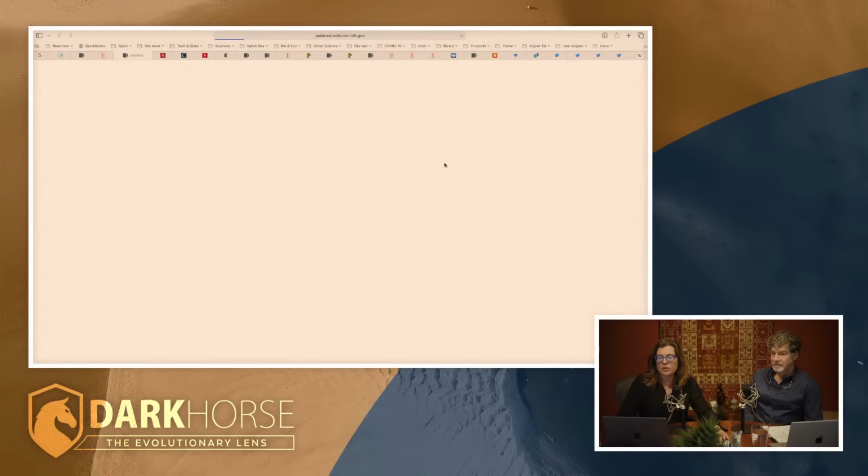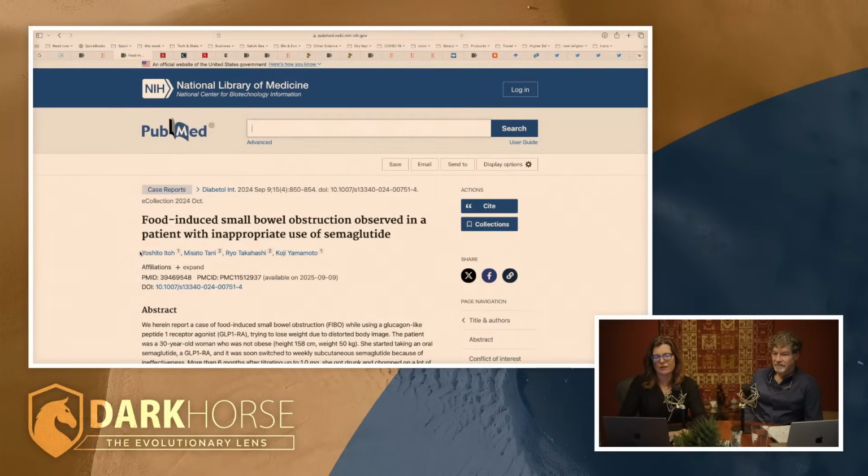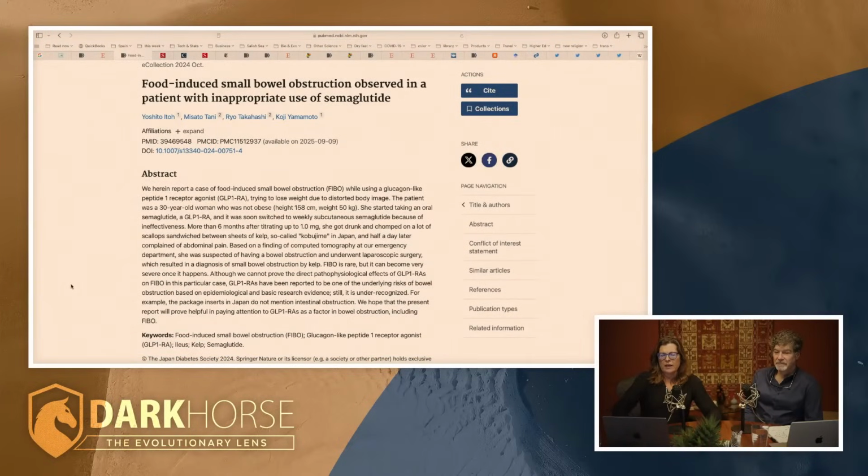So intestinal obstruction, here's just one case study. We're back to the one guy sort of thing, but I just want to read from this abstract, the first half of it. Food-induced small bowel obstruction observed in a patient with inappropriate use of semaglutide. Abstract: We herein report a case of food-induced small bowel obstruction while using a glucagon-like peptide-1 receptor agonist, Ozempic-ish, trying to lose weight due to distorted body image.